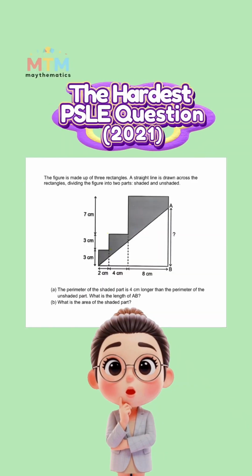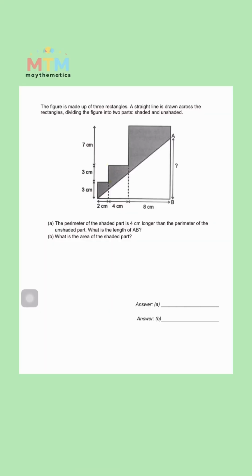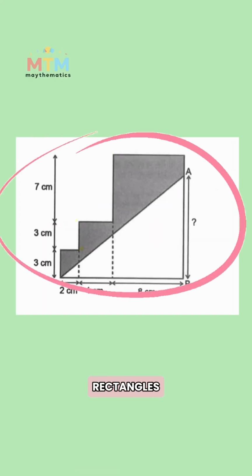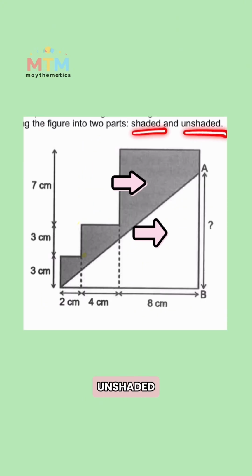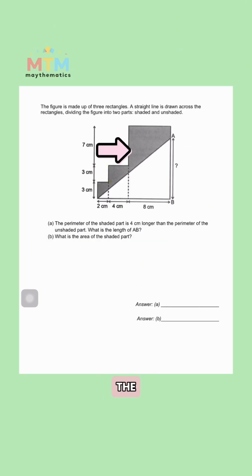This is the hardest 2021 PSLE question that many students and even adults struggle with. But here's a simple way to do it, and I'll show you how. The figure is made up of 3 rectangles. A straight line is drawn across the rectangles, dividing the figure into 2 parts, shaded and unshaded. For part A, the perimeter of the shaded part is 4 cm longer than the perimeter of the unshaded part. What is the length of AB?